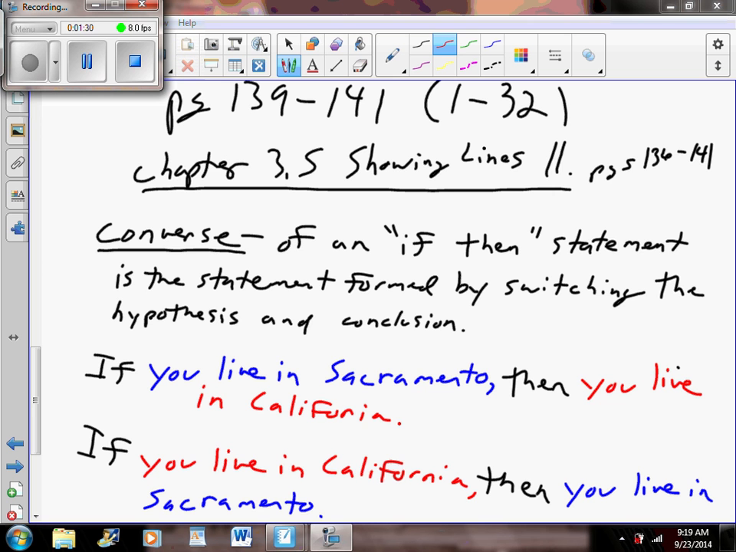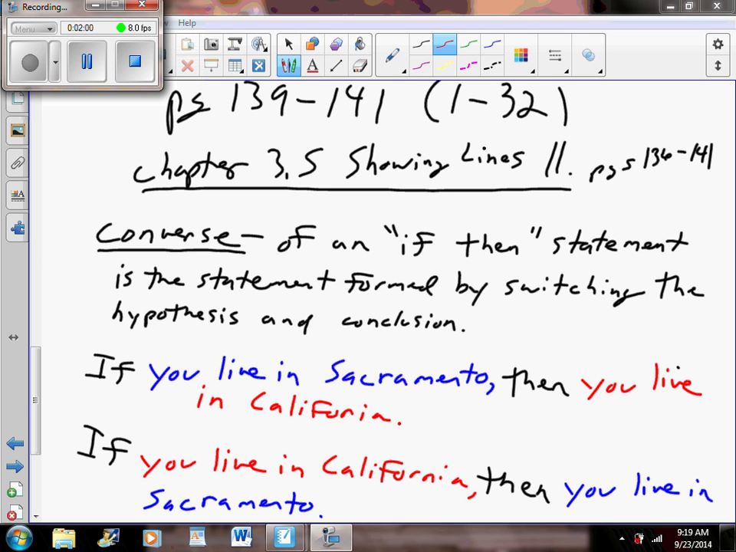Okay, now in discussing this issue of showing lines are parallel, let's first talk about what is meant by the converse of the statement. Okay, when we're talking about the converse of an if-then statement, that is the statement that is formed by switching the hypothesis and the conclusion. Now, when you do that, your new statement may or may not be true.